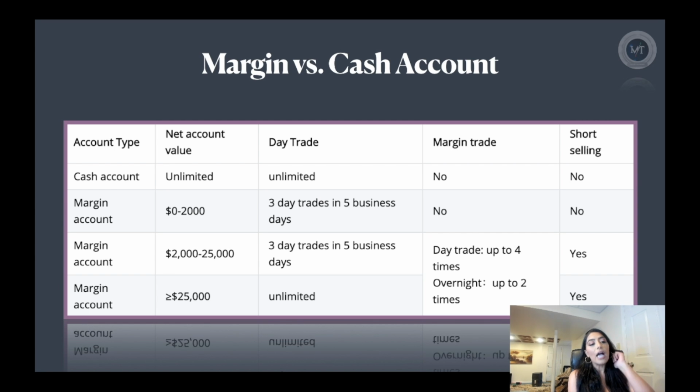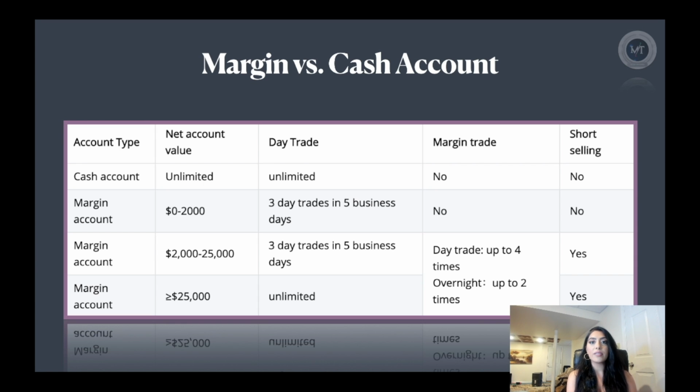So with a cash account, you can put however much you want in the account. You can take as many day trades as you want. The thing is, you can only trade up to the cash that you have in that account. For example, if you have a $5,000 account and you use 3,000 in one trade, for the rest of the day you only have 2,000 left to trade with, and so on and so forth until you run out of cash.